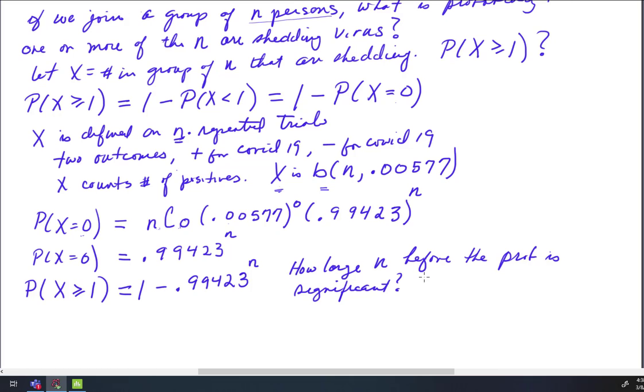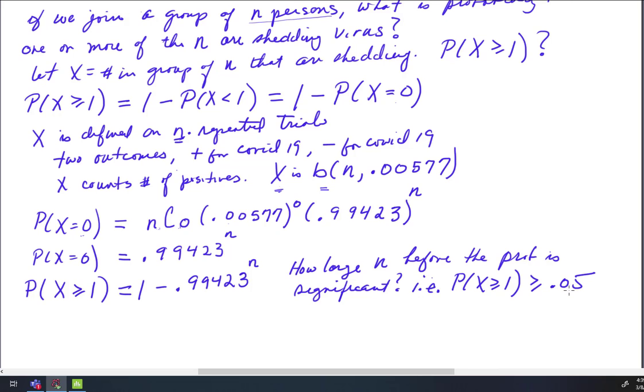What do we mean by significant? Let's just agree, and this is an agreement we've made before, that the probability that we're contacting somebody that is coronavirus positive is greater than or equal to 0.05. We said less than 0.05 is nothing to worry about. You know, we've said that that is not a thing we're going to get excited about.